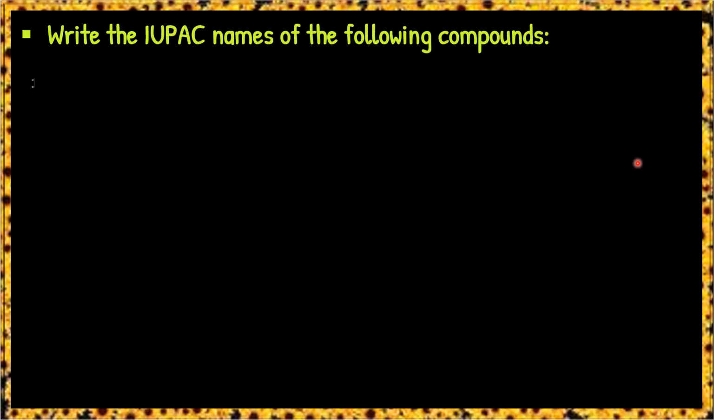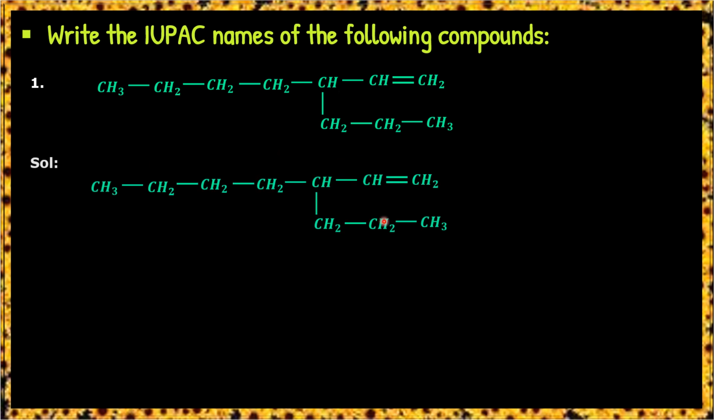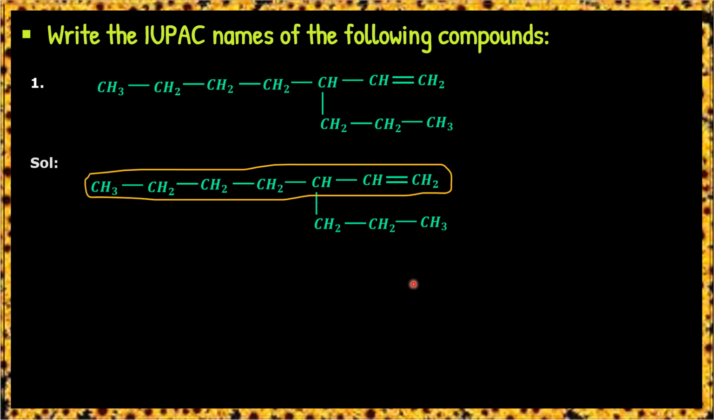Here are some worked out examples. Write the IUPAC names of the following compounds. Problem number 1. This is an organic compound to which we have to provide the IUPAC name. Solution: first we have to select the longest chain of carbon atoms. If I select this as the longest chain, it does not include the double bond. So we have to select this as the longest chain of carbon atoms, which includes the double bond.